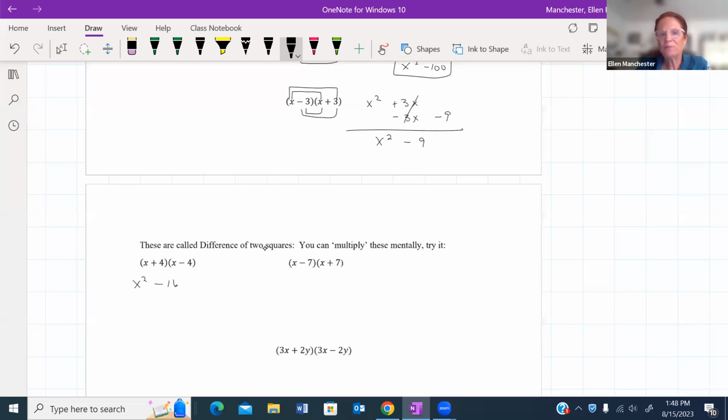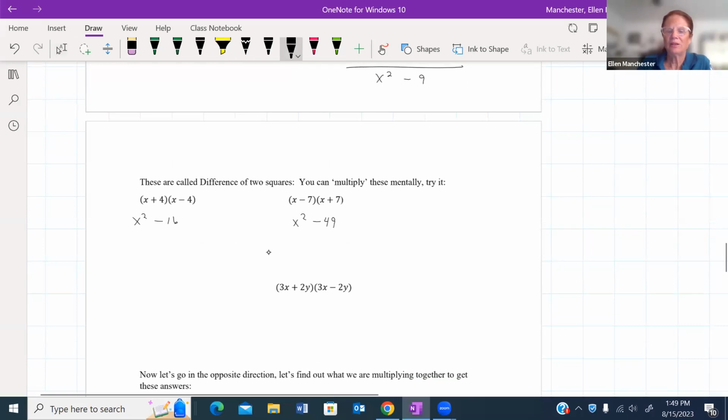Okay, so try this one. X times x is x squared. Outside is 7x, inside is negative 7x, so those cancel. And then negative 7 times 7 is a negative 49. Those are both perfect squares. Now, those look pretty simple, right? So now let's try this one.